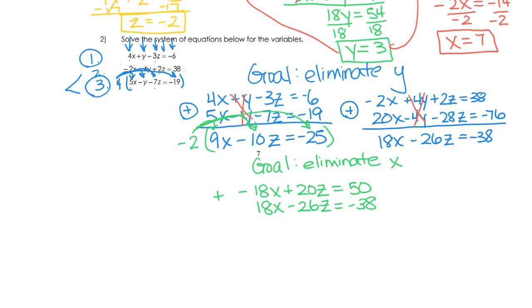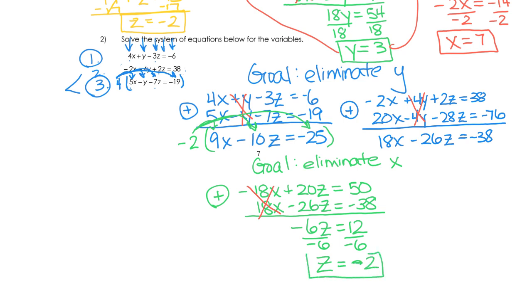And again, we're going to add them together. And we're going to eliminate x this time because these are opposites, leaving us with a 20z minus 26z, which is negative 6z, equal to a 50 minus 38, which is 12. Divide by negative 6, and z comes out to equal negative 2. Okay, box that up. And we have one variable down.